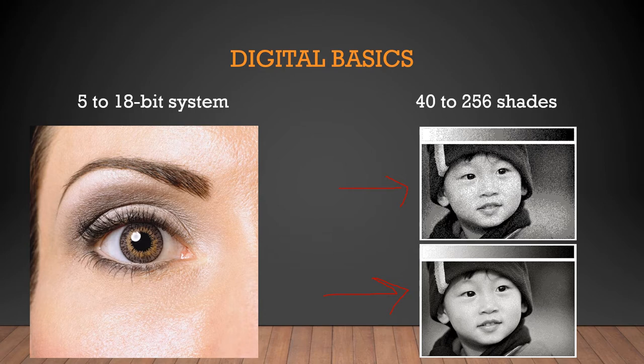So if my eye can only detect 40 to 256 shades of gray, why would I go buy something that gives me 16,000 shades of gray? Well, remember it's a computer generated image, and we can take a look at certain points on the image to look for pathology. That's why we have so many shades for digital imaging, because we can hone in on an area and look at that compared to the entire image.